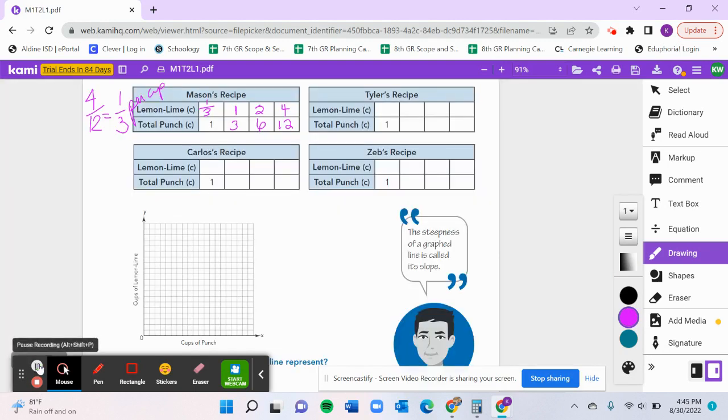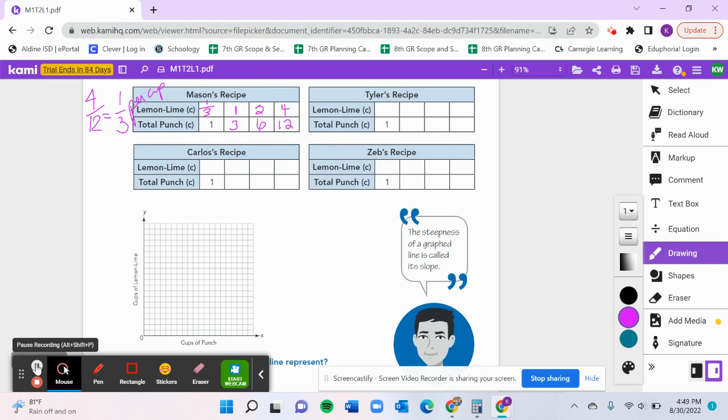Now, using the information given to you earlier in this activity, go ahead and complete the table for Tyler, Zeb, and Carlos's recipe, and then also graph. Remember, as you are plotting your points and graphing, connect the dots and label each line. If the ratios are correct and consistent, your points should form a straight line.